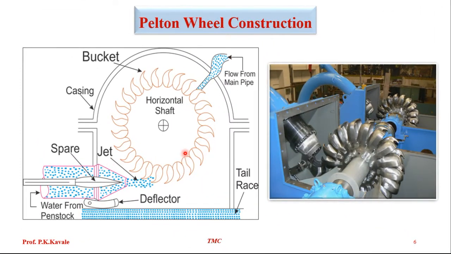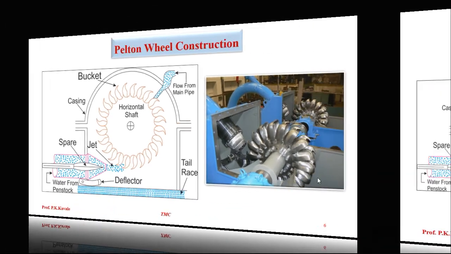So what are the parts of the Pelton wheel? To control the flow rate on the buckets there is a spear jet. Then there is a deflector, then the casing, then the buckets which are mounted on the shaft, and there is a braking jet. So we'll see them one by one.